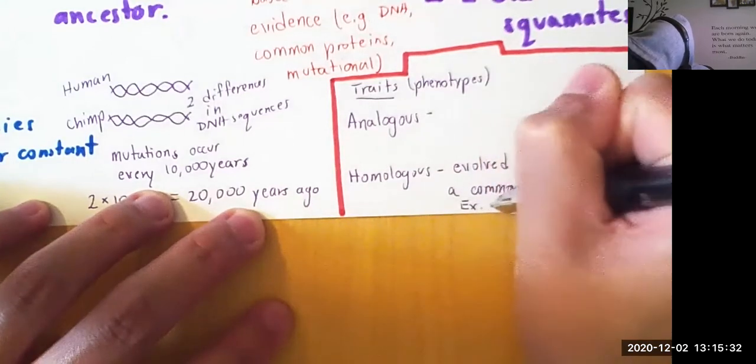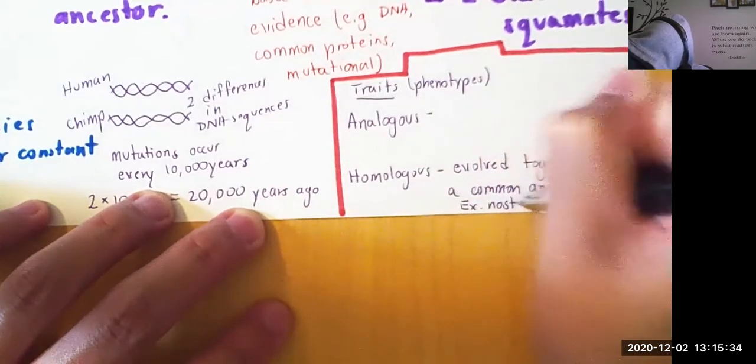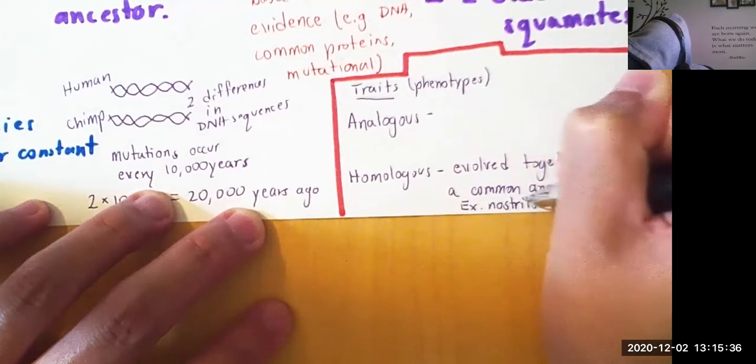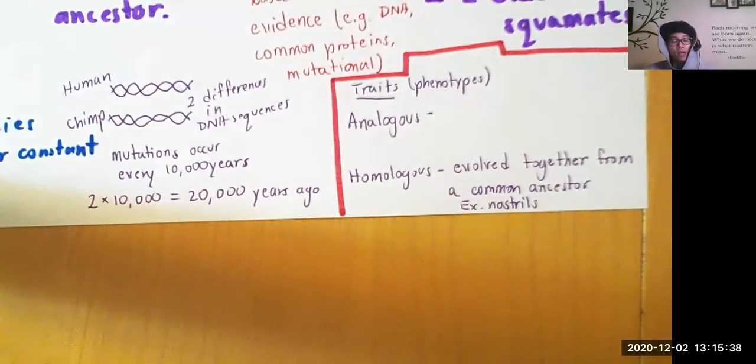This would be considered a homologous trait because we are all descended from a recent common ancestor. That is a trait that we have adopted from a common ancestor that moved from the water to the land, which we'll talk about later. It's called tiktaalik.